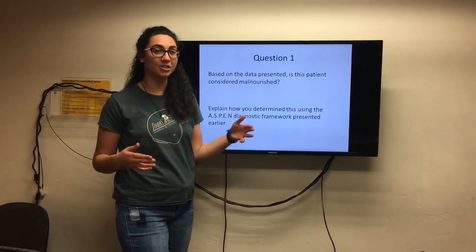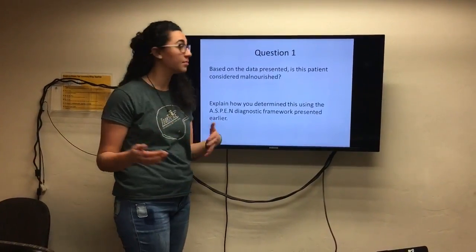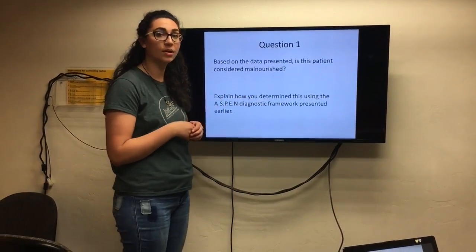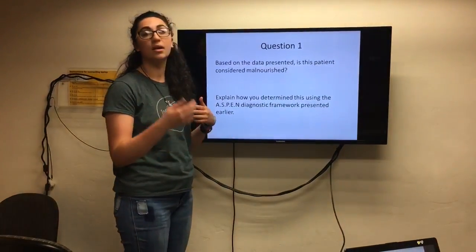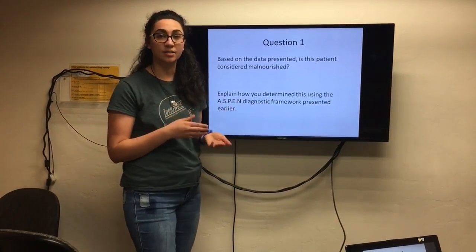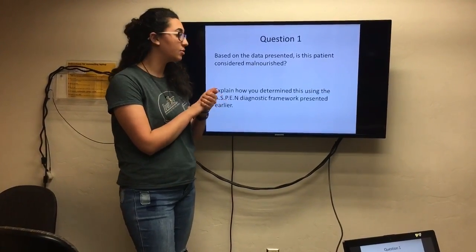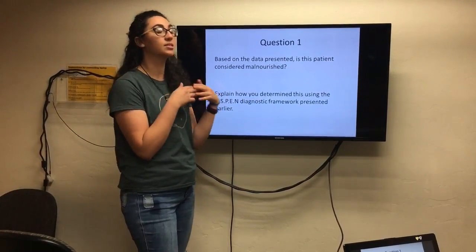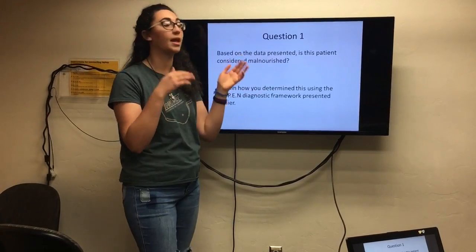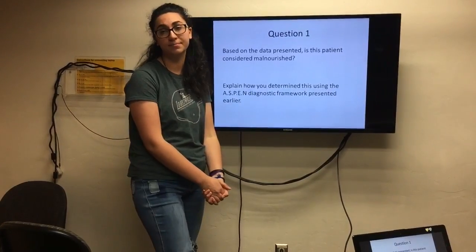So here's the first question that we want you to answer. Based on the data presented by Dom, is this person considered malnourished? And we want you to use that chart that we mentioned earlier, the diagnostic framework, to see how many characteristics this person meets on the chart. So we want you to look at the physical findings, the percent weight change, and also the other categories, like is it an illness or a social problem that Jane is presented with.